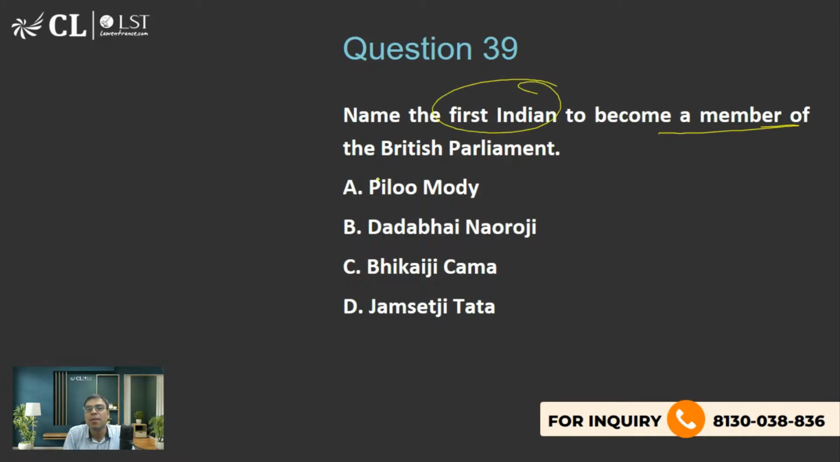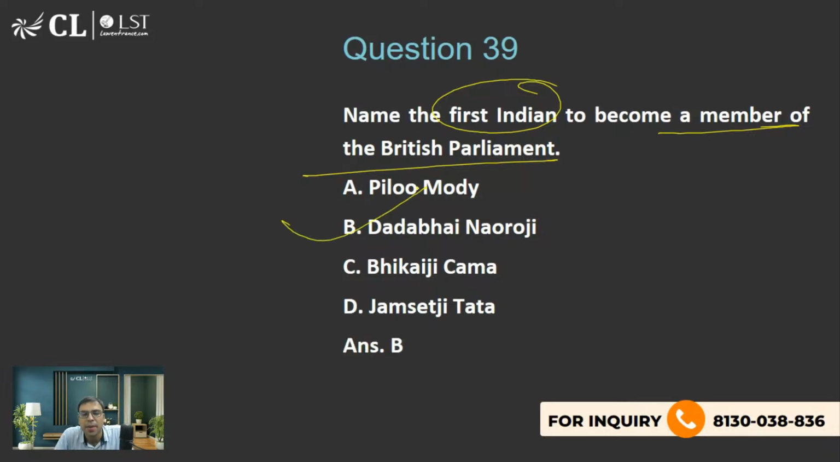Yes, very good. Adrija, Mahendra, you are right. D is the right answer. Name the first Indian to become a member of British Parliament. It was held in Odisha this year. Pravasi Bharatiya Divas. Yes, Mahendra, you are right. First Indian to become a member of British Parliament. बहुत famous नाम है. And he has written a very famous book. उस book का नाम बताइए.